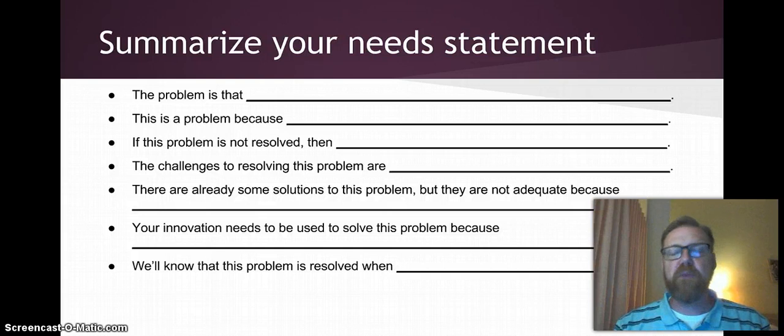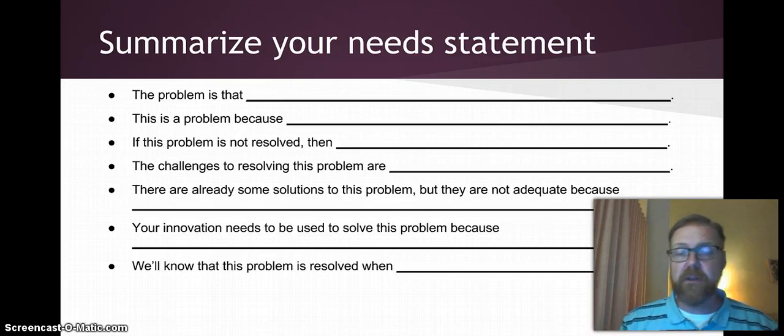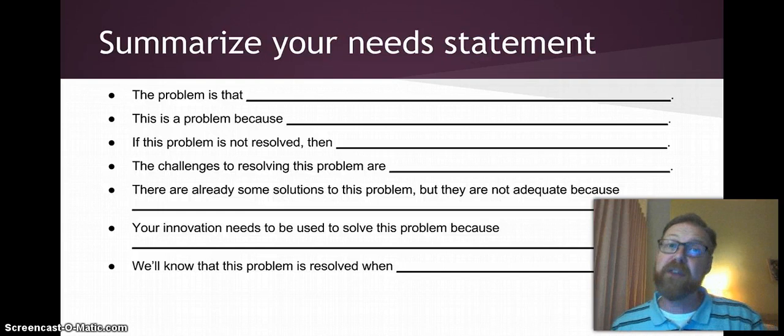Now, we'll know that this problem is resolved when what happens? What is the observable outcome that shows us that the problem has been addressed and solved by your innovation? This is key. Of all these statements I'm asking you to think about as you summarize your needs statement, this is the one that's going to help you link your narrative to numbers or link your narrative to evidence.